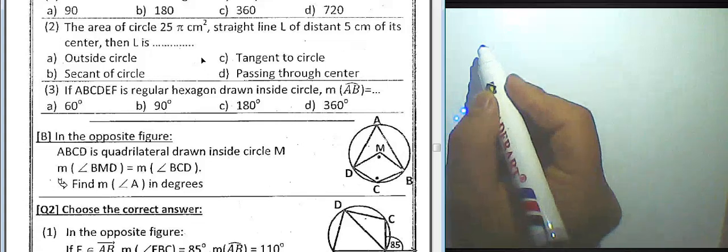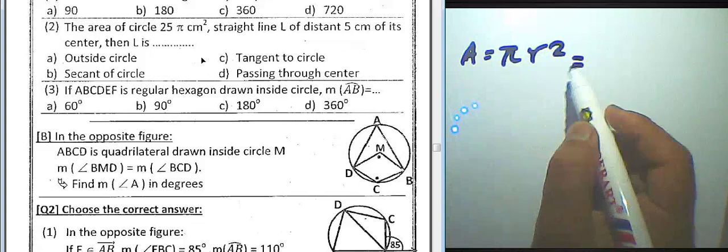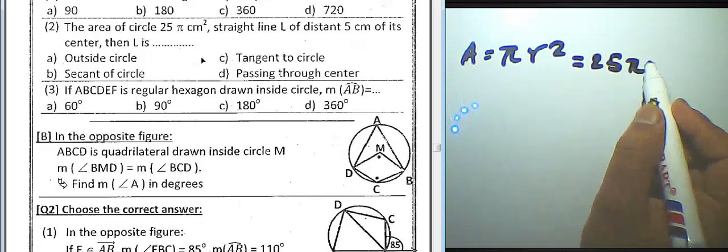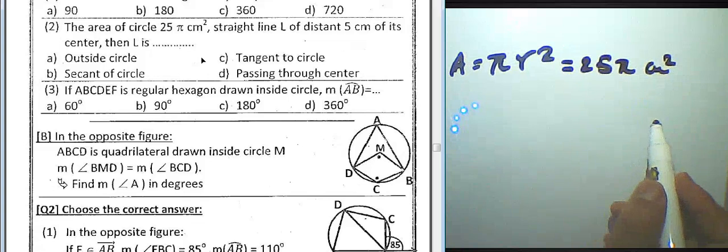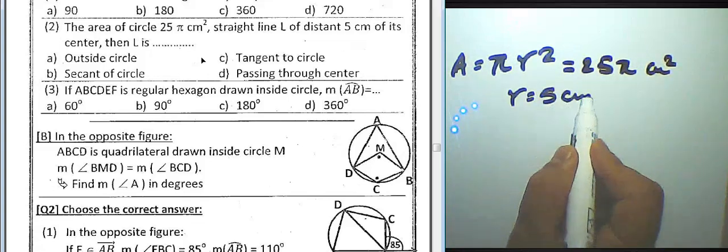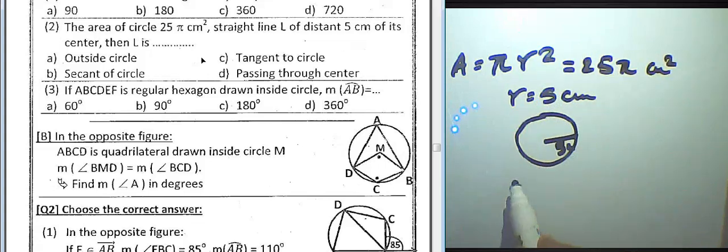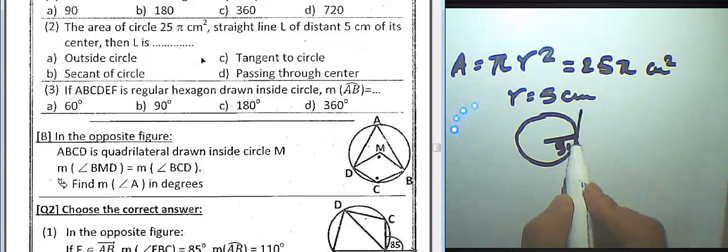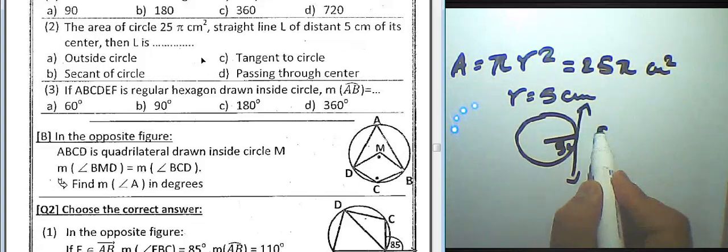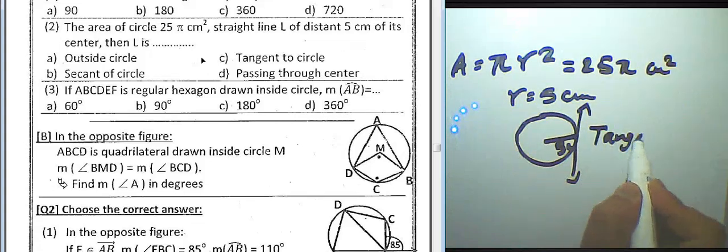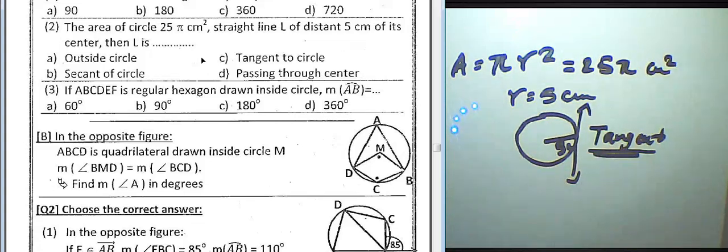Okay, we know the area of a circle equals πr squared, and he gives us the area in the example, 25π square centimeters. Then the radius will be equal to 5 centimeters. We have a circle here, the radius is 5 centimeters, and the distance to the center is 5 centimeters. Then L will be secant or tangent; we call it tangent, tangent to the circle. Choose letter C.